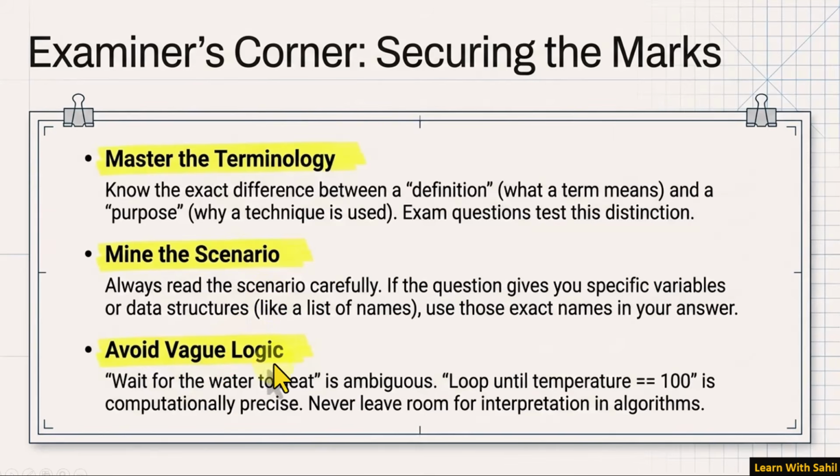And avoid vague logic when you're creating solutions or algorithms. For example, "wait for the water to heat" is ambiguous, it is not very clear. But "loop until temperature is equal to 100" is computationally precise. So you must never leave room for interpretation in algorithms; you have to be very precise with them.